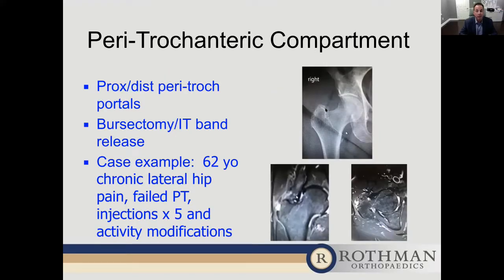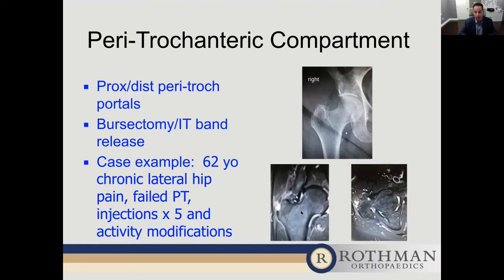So the peritrochanteric compartment is the area around the trochanter. If somebody has pain, we can do surgery for this. So this is a case example of a 62-year-old female with chronic lateral hip pain. She had 5 cortisone injections and physical therapy and activity modifications, but not work.